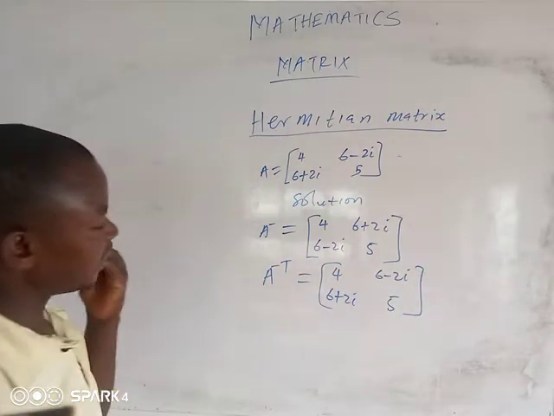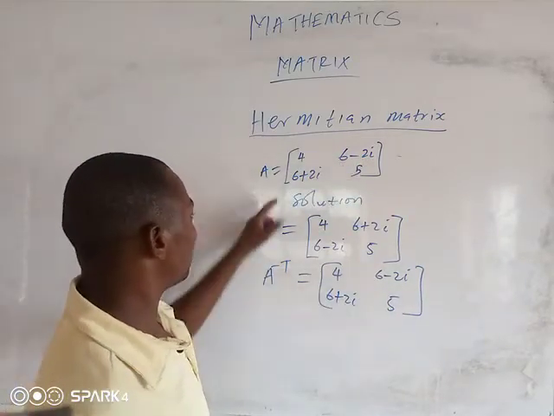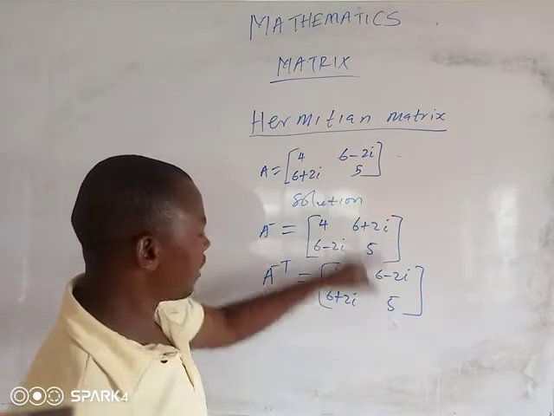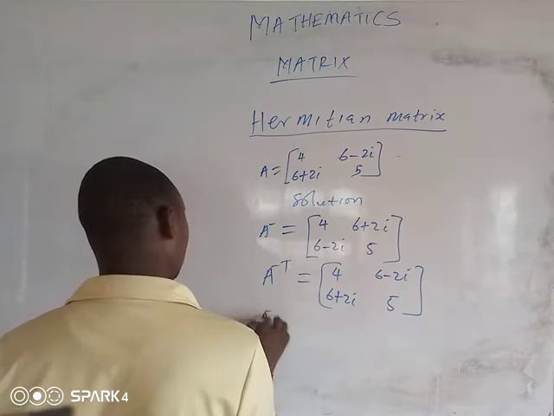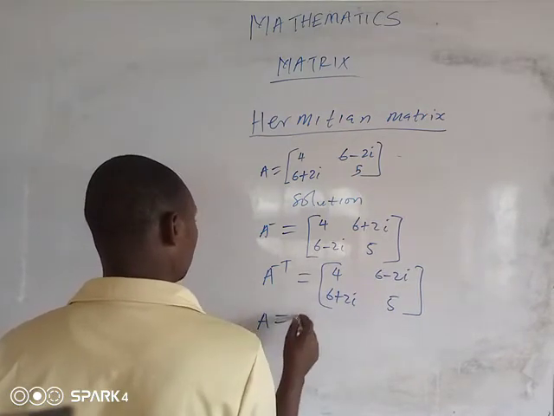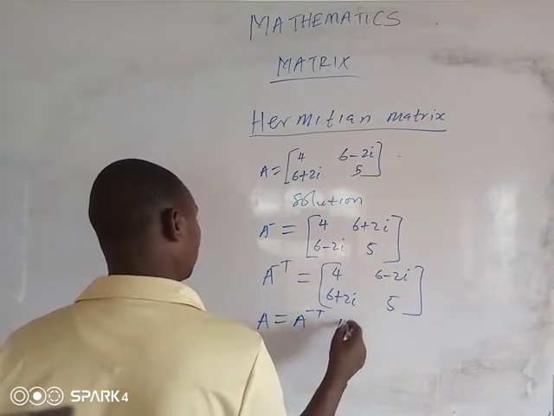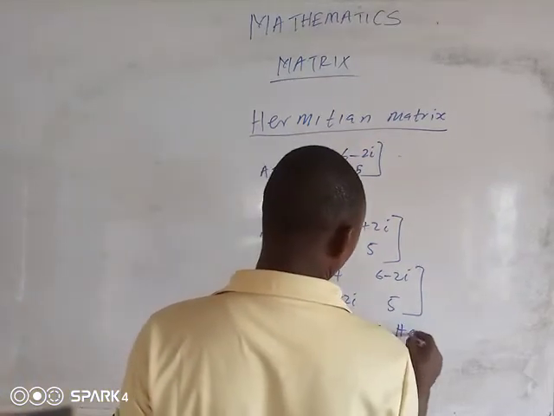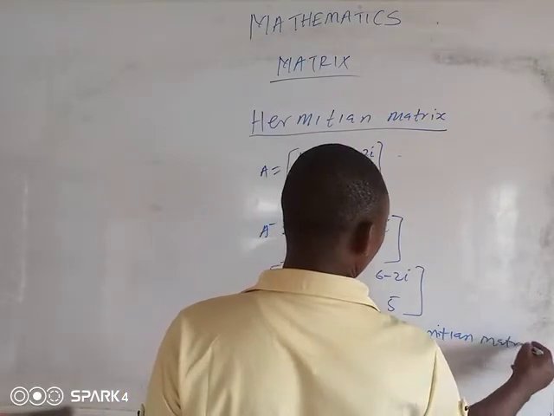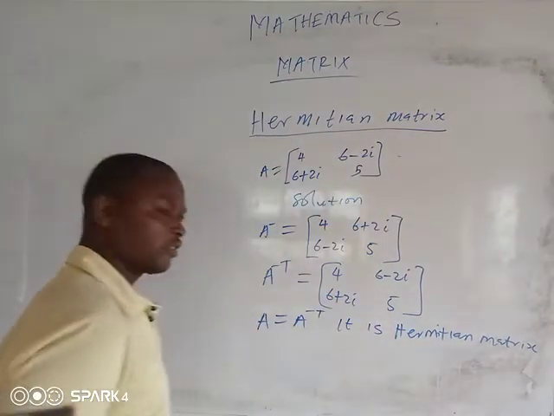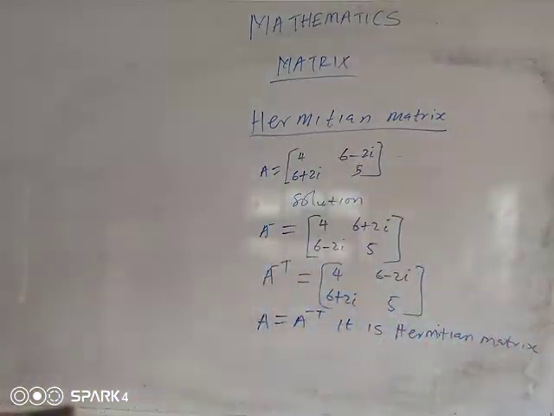If we check, from the original I have 4, 6 minus 2i, 6 plus 2i, 5. So A is equal to A bar transpose. Because of that, it is a Hermitian matrix, because A is equal to A bar transpose.